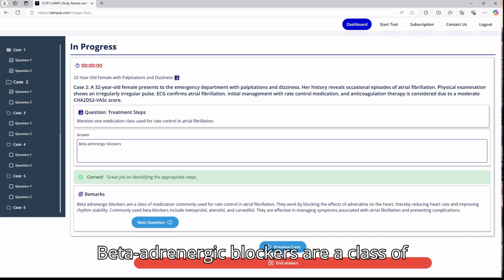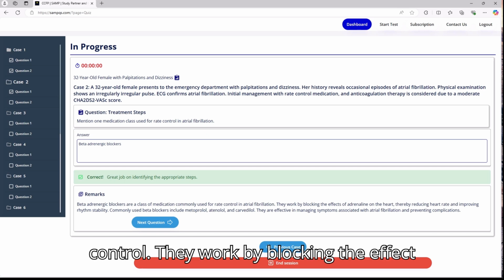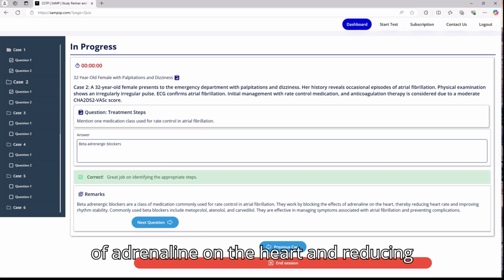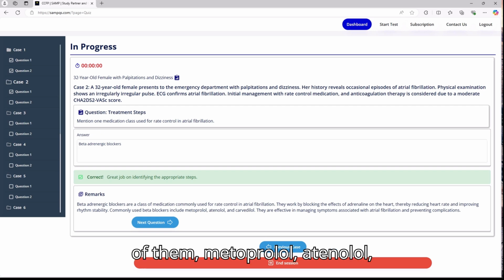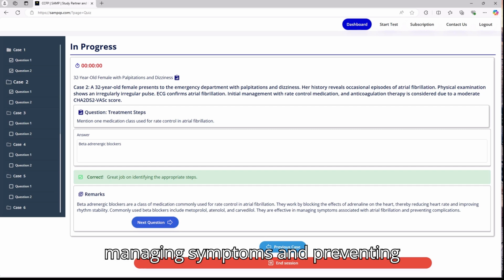Beta adrenergic blockers are a class of medication commonly used for rate control. They work by blocking the effect of adrenaline on the heart, reducing heart rate and improving rhythm stability. So one of them, metoprolol, atenolol, carvedilol, they are effective in managing symptoms and preventing complications.